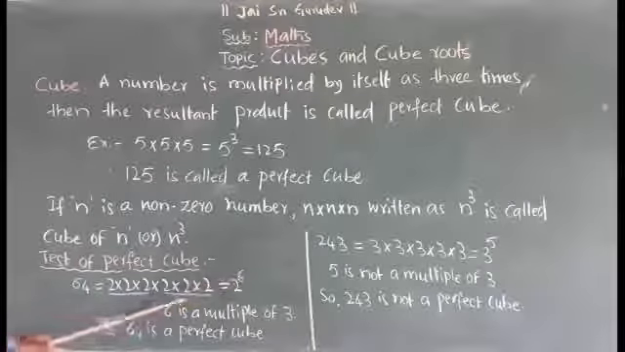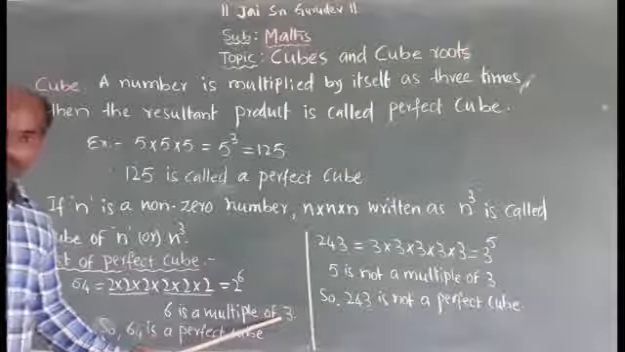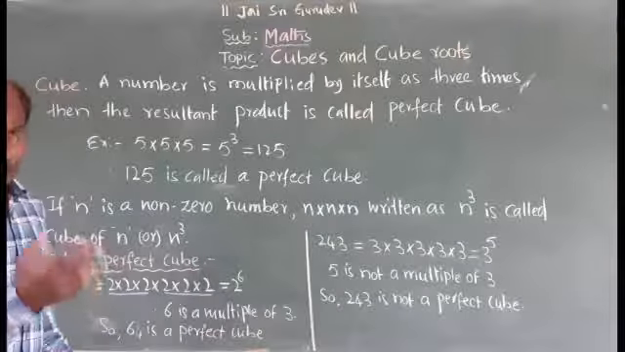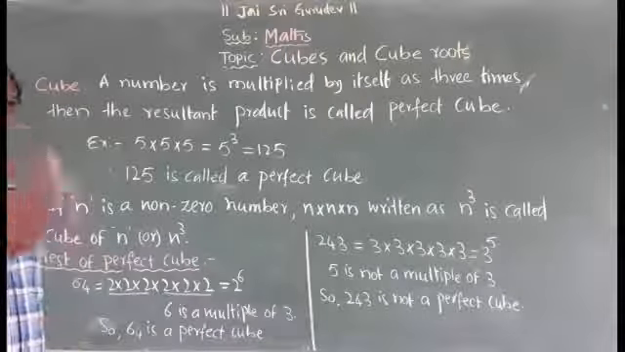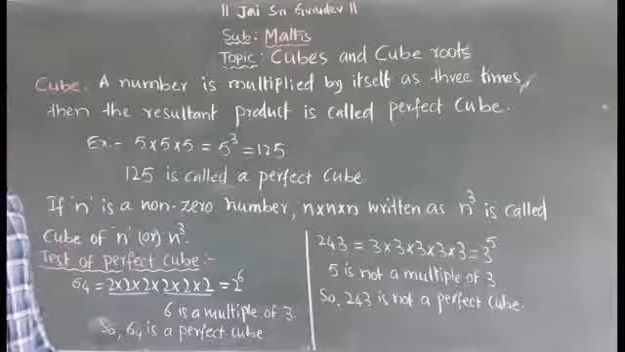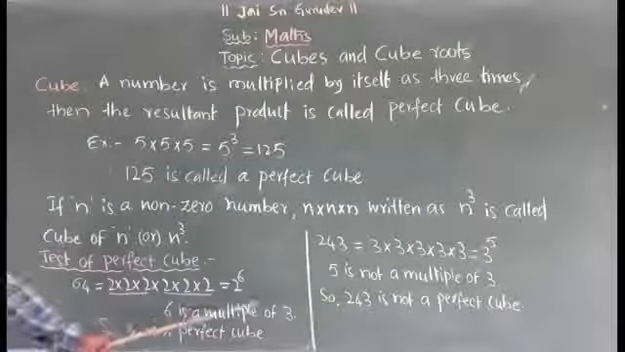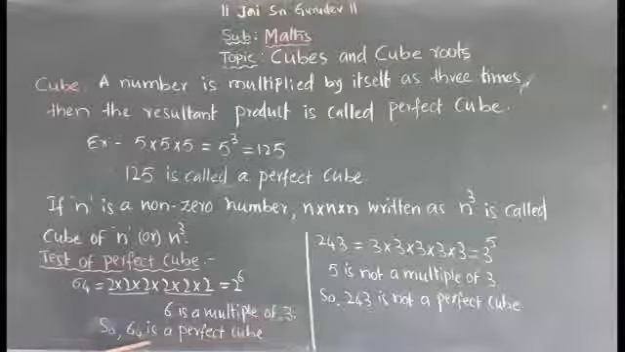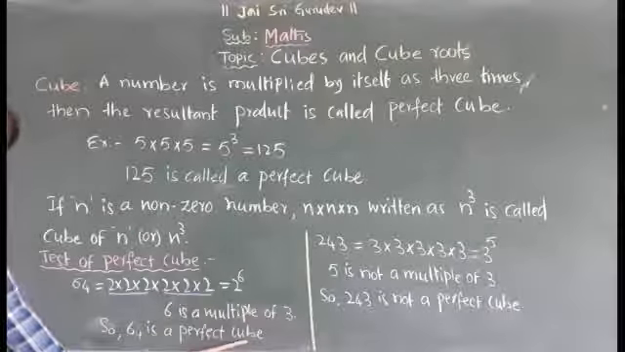Is 6 a multiple of 3 or not? Whenever the power we get is a multiple of 3, it is a perfect cube. So 6 is a multiple of 3, and 64 is a perfect cube.